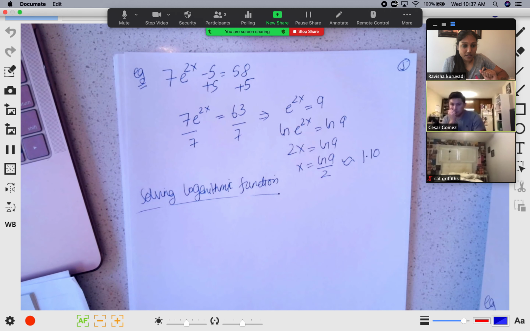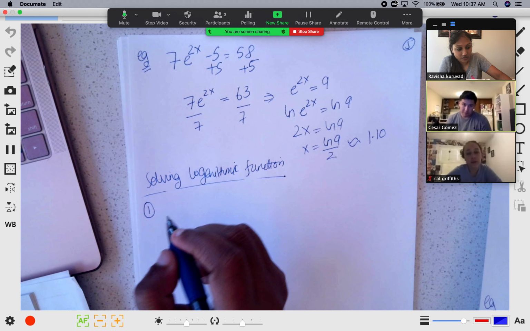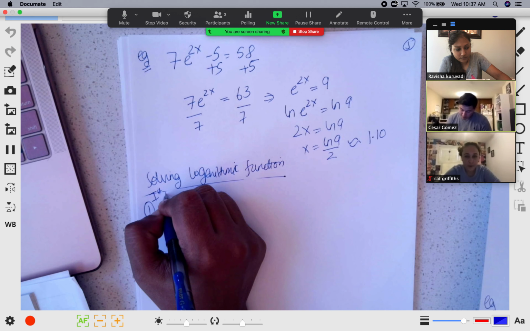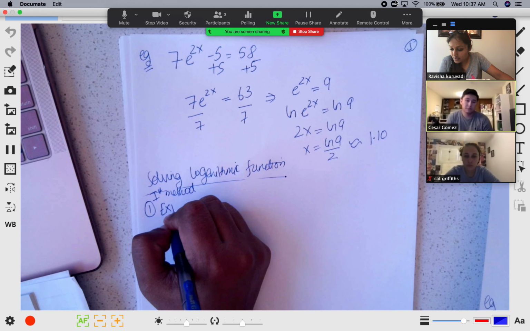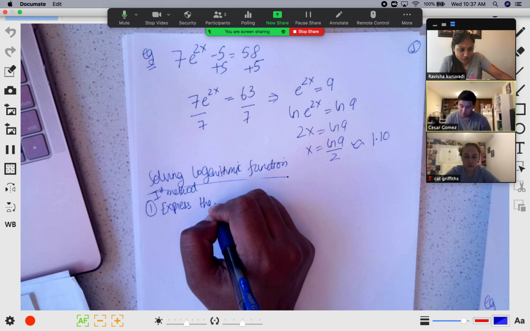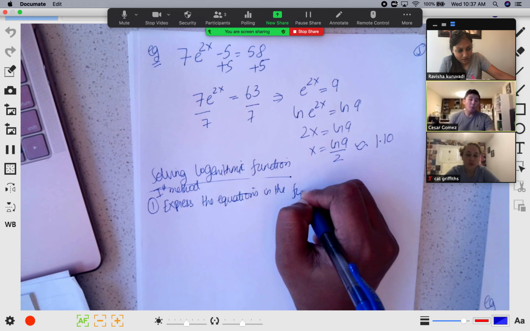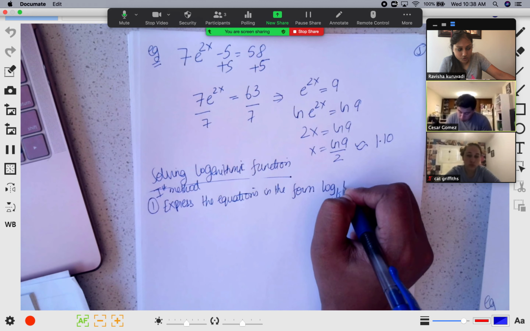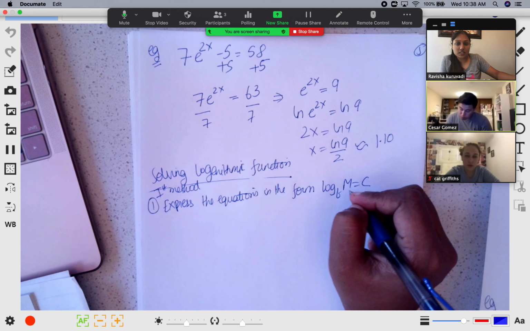Okay, thank you. Next we are doing is solving logarithmic equations. So for exponential we have done two methods. For logarithmic also there are two methods. First method, I'm going to write the steps. First method says express the equation in the form log b m is equal to c. You can express it in this form.